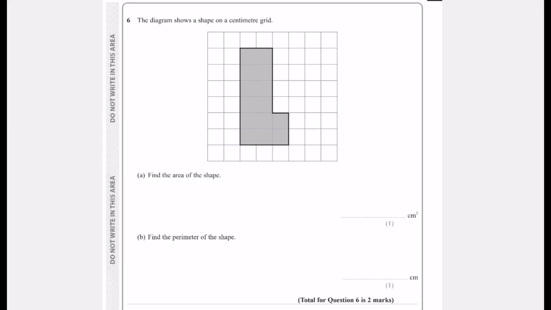Question 6, find the area of the shape. So we could do this by counting squares, or we could do this by splitting it into 2 shapes and doing length times width to find the areas. Either way. So this one's got a base of 2 and a height of 6, so it's 2 times 6, which is 12. And this one we can see is 2. 12 and 2 make 14. There are 14 squares. Here, 1, 2, 3, 4, 5, 6, 7, 8, 9, 10, 11, 12, 13, 14.